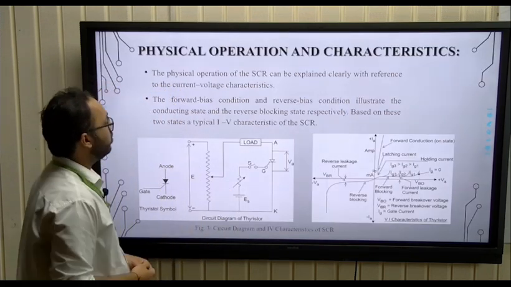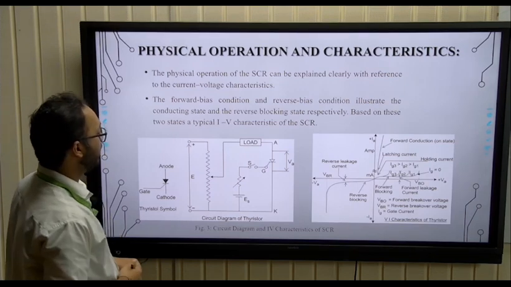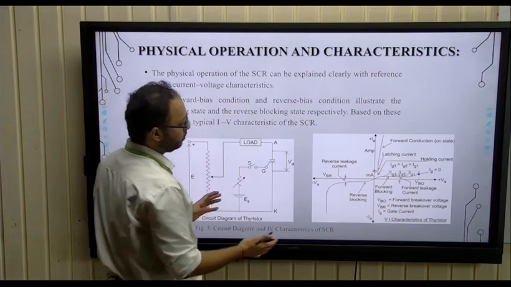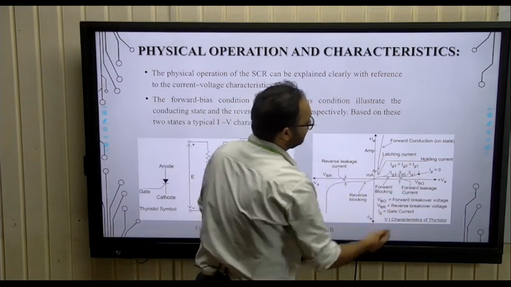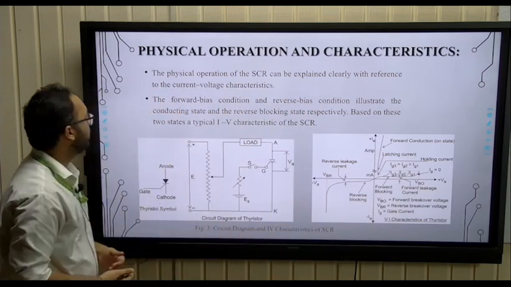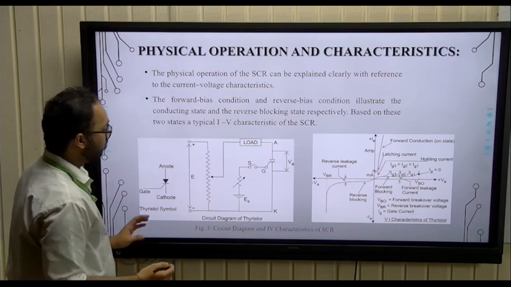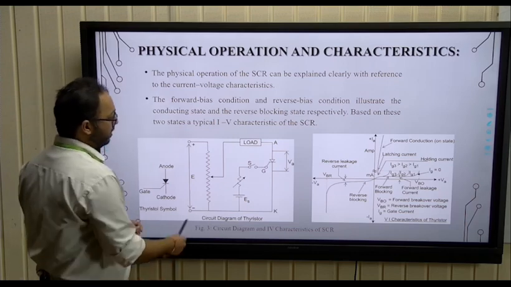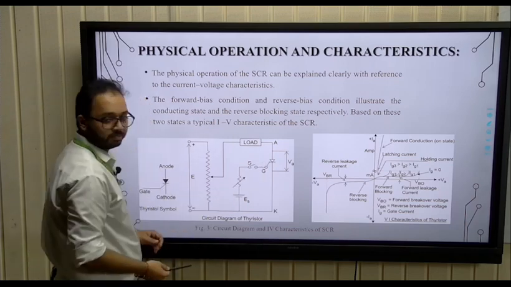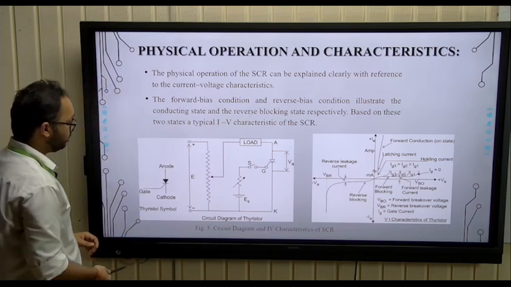Okay, so how it is physically operated and how this characteristic is formed, I will talk about this characteristic in just a few minutes. First of all, let's see the physical operation of it. Okay, what we have done actually is we have connected an SCR here. The SCR is here.